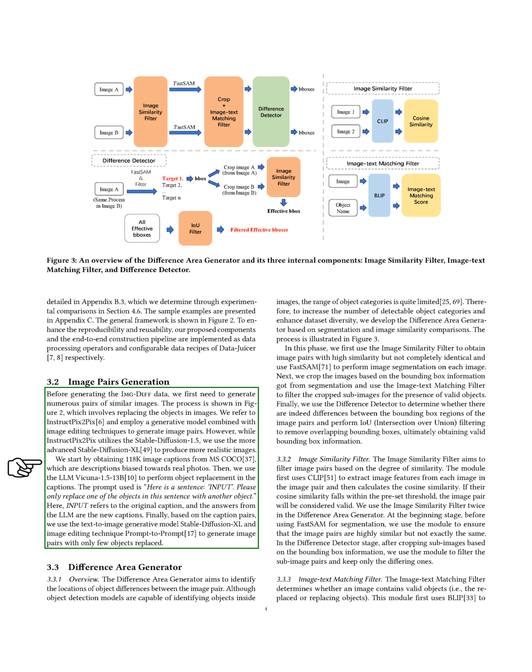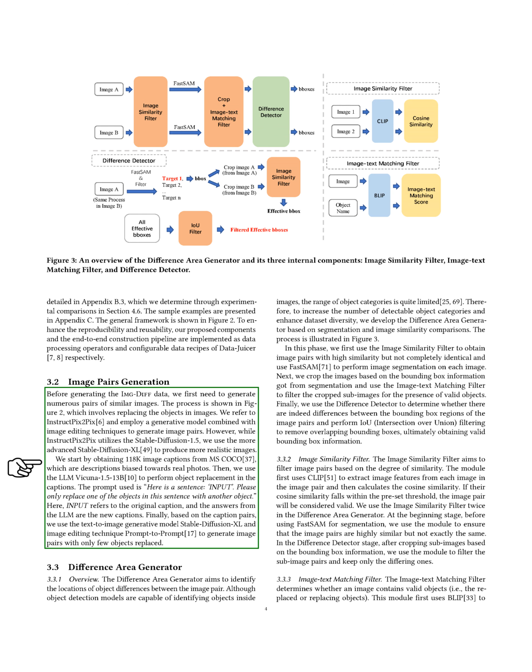The image similarity filter assesses how similar two images are by extracting features and calculating cosine similarity. If the similarity score meets our threshold, we consider the pair valid. We use this filter twice. First, to ensure the images are similar before segmentation, and second, to filter the cropped sub-images for differences. Next, the image text matching filter checks if an image contains valid objects by comparing image features with textual descriptions. If the matching score is acceptable, we consider the objects valid. This filter is applied after cropping to confirm the presence of valid objects in the sub-images.